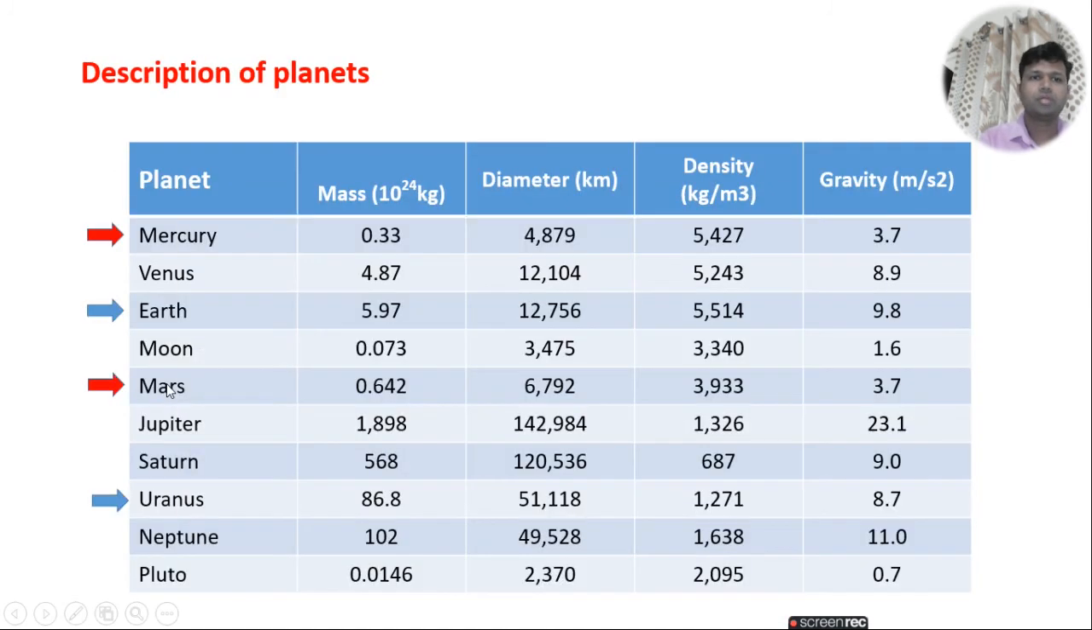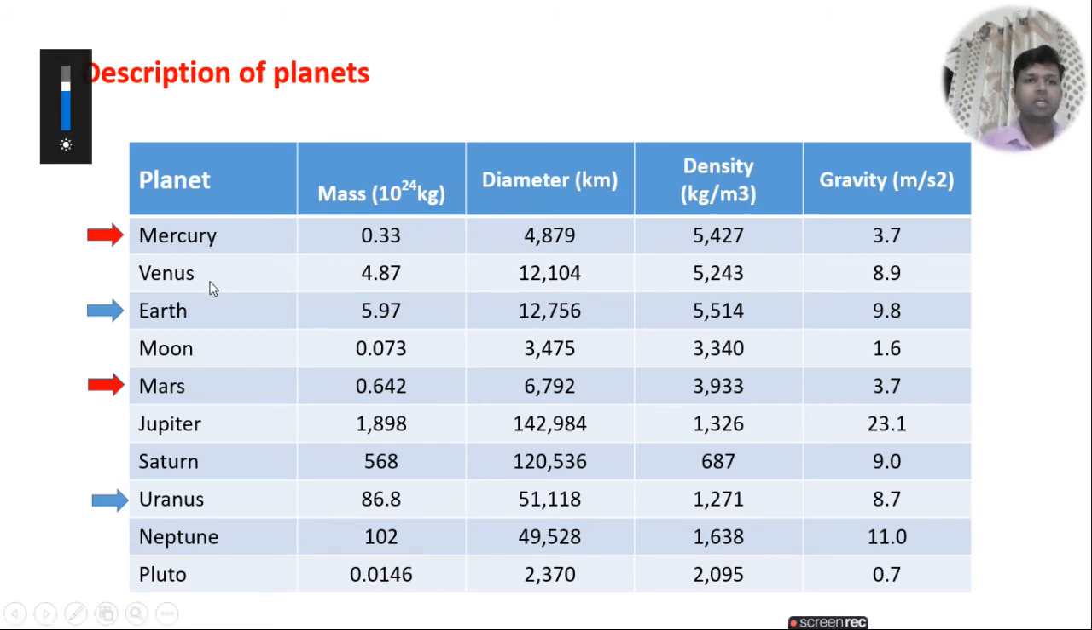So here you can see, here we have one table. Okay, so the first column represents the various planets, that is from Mercury to Pluto, and there are other columns like mass, diameter, density, and gravity. So these are the parameters. Okay, so the last column, the gravity, depends on what? The gravity depends on mass, diameter, and density.